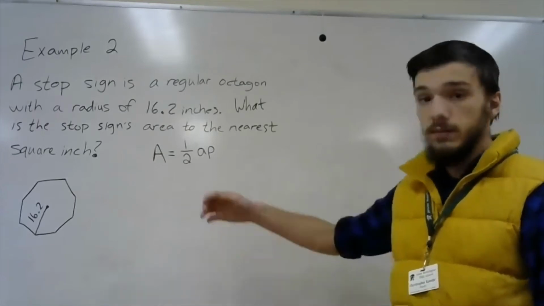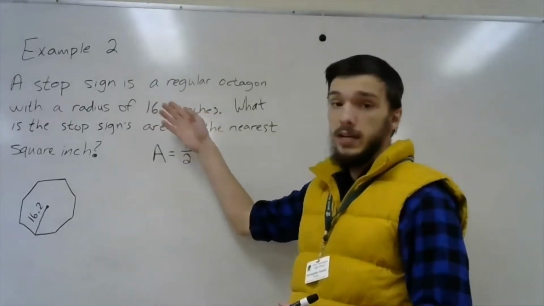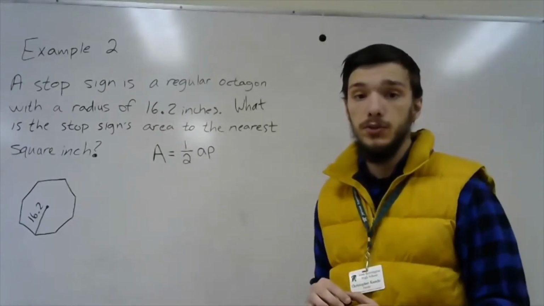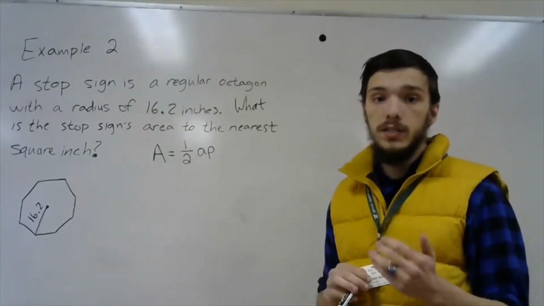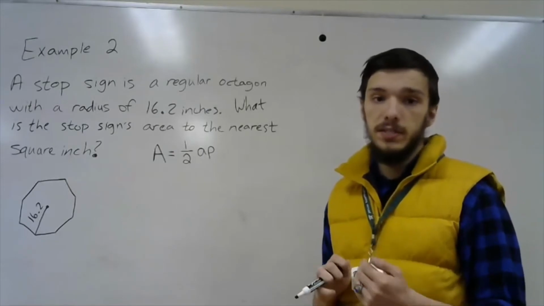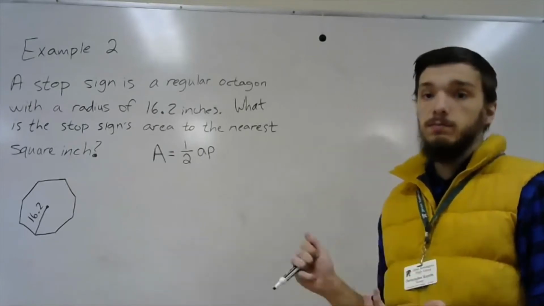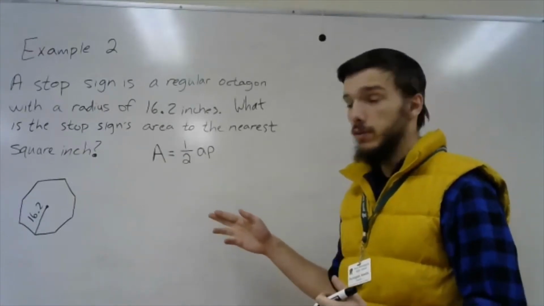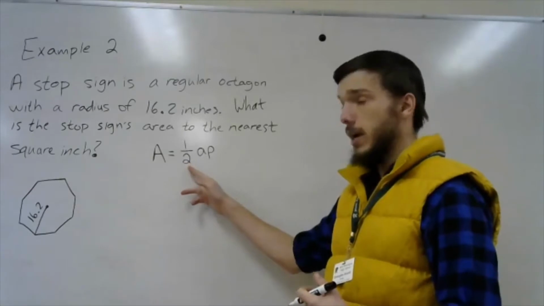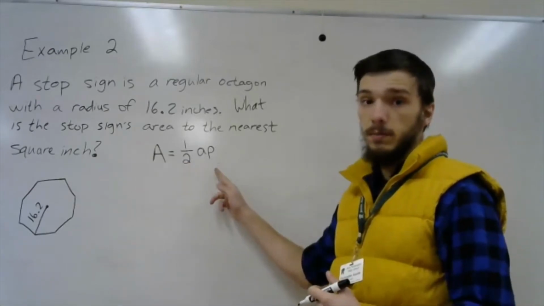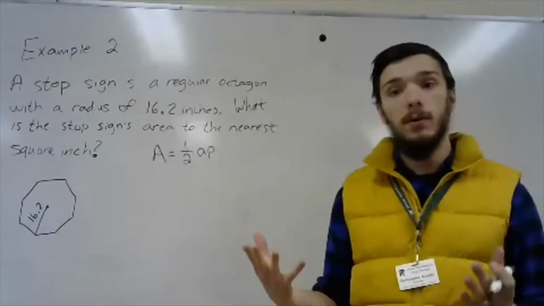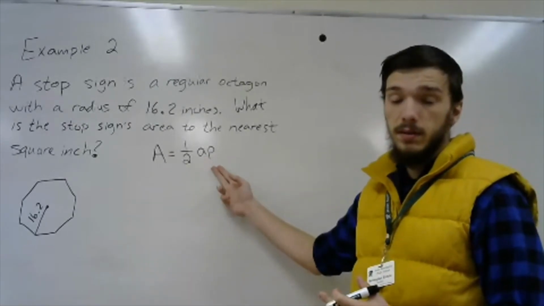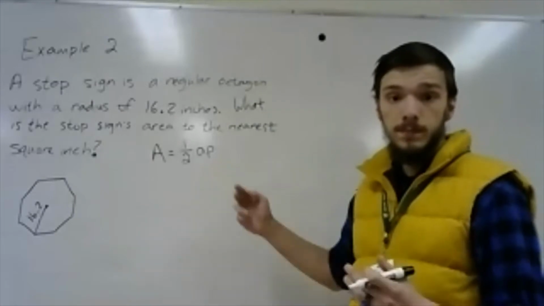Okay, so our first example: a stop sign is a regular octagon with a radius of 16.2 inches. What is the stop sign's area to the nearest square inch? Like in our last example, we are trying to find the area by taking 1/2 times the apothem times the perimeter. So we have to figure out how we can use trig to find the apothem first, and then we'll find the perimeter as well.